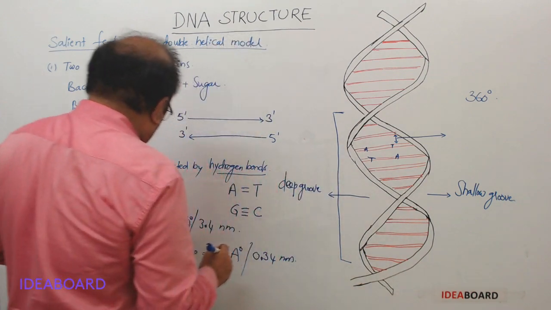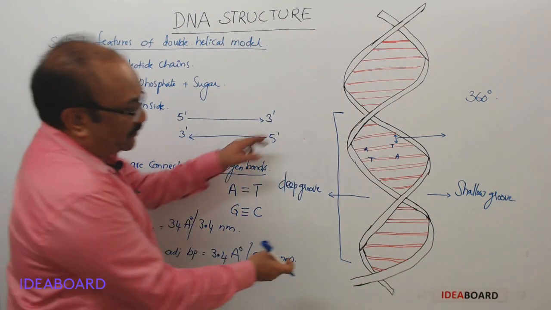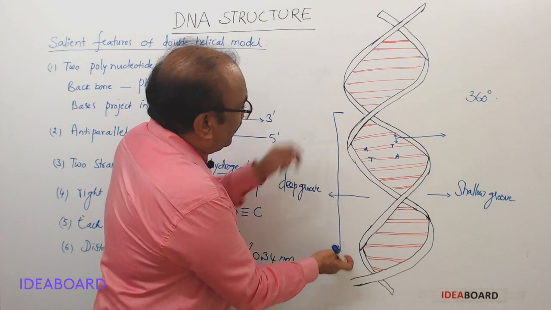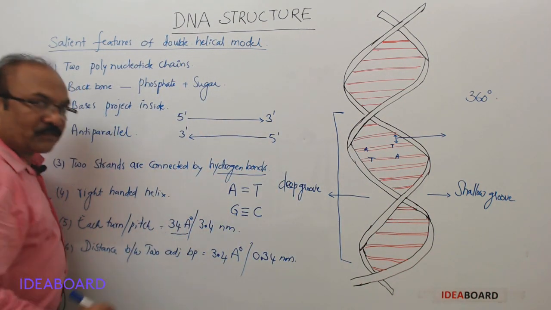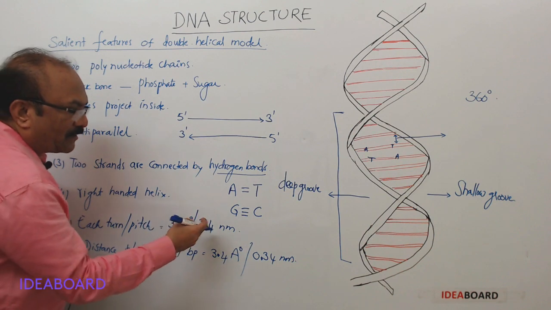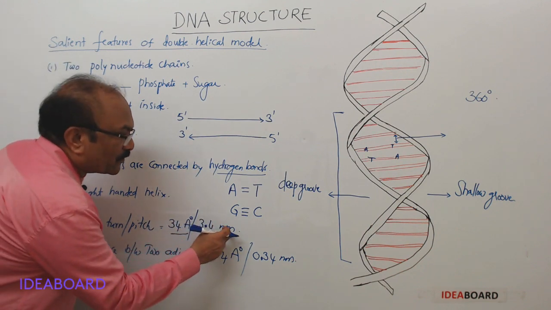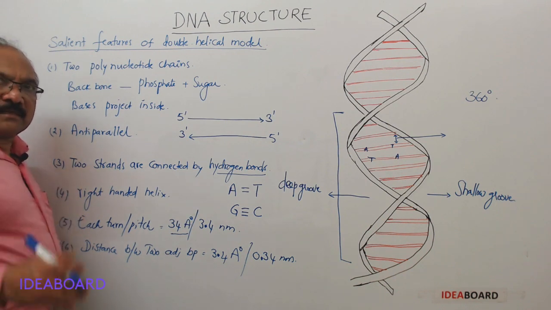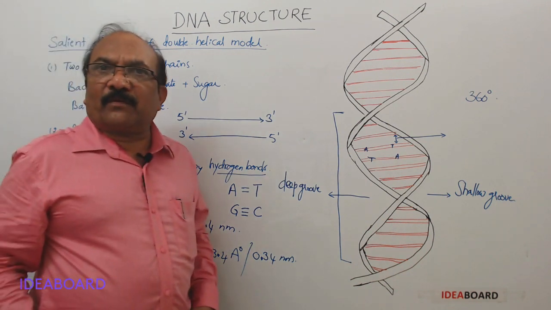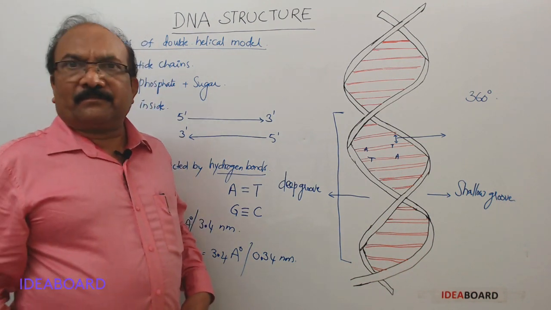And what is the length of this one? The length is 34 angstrom units or 3.4 nanometers. And of course, you know that 1 nanometer is equal to 1 billionth of a meter.